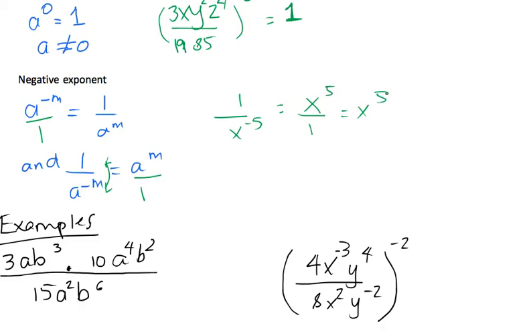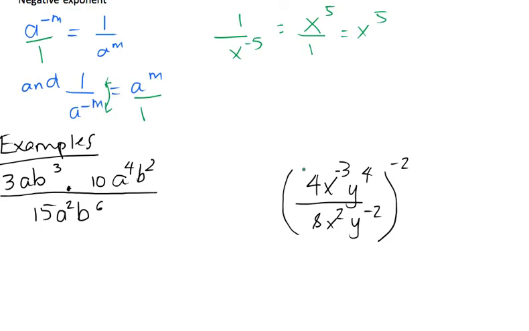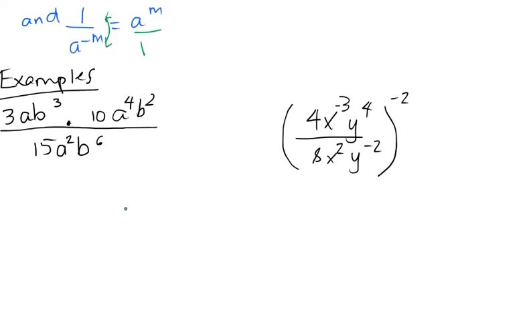So here we're going to do a few tougher examples so we can practice solving problems with exponents. Here we have 3ab cubed times 10a to the power 4b squared divided by 15a squared b to the power 6. What I'd like to do normally is to start with the numerator, or whatever is tougher. So here we start with the numerator. We're going to multiply these two terms. So we start with the constants. So 3 times 10 is 30.